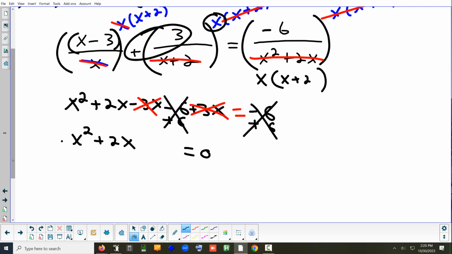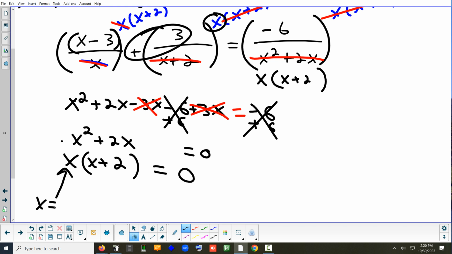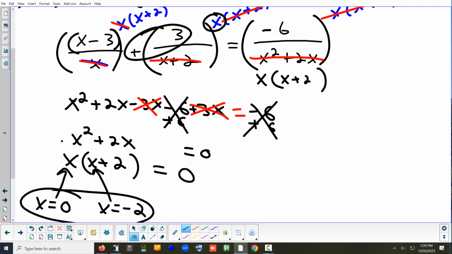What do both of these have in common? Just x. If you factor out an x, what are you left with? X plus 2. What would you plug in to make your first factor 0? 0. And what would you plug in to make your second factor 0? -2. So those are the two potential answers.